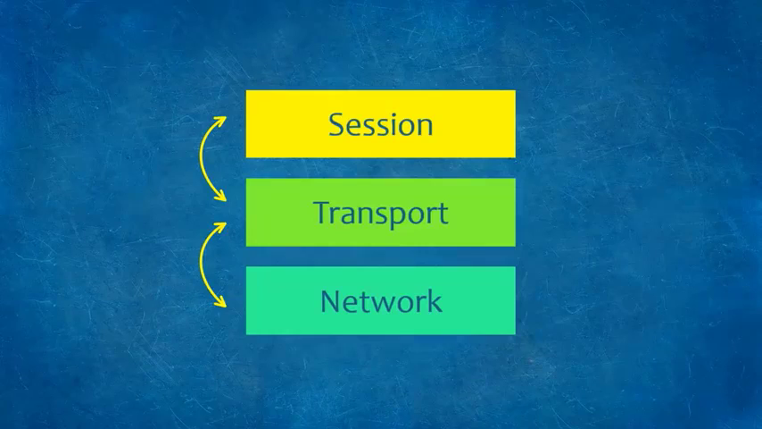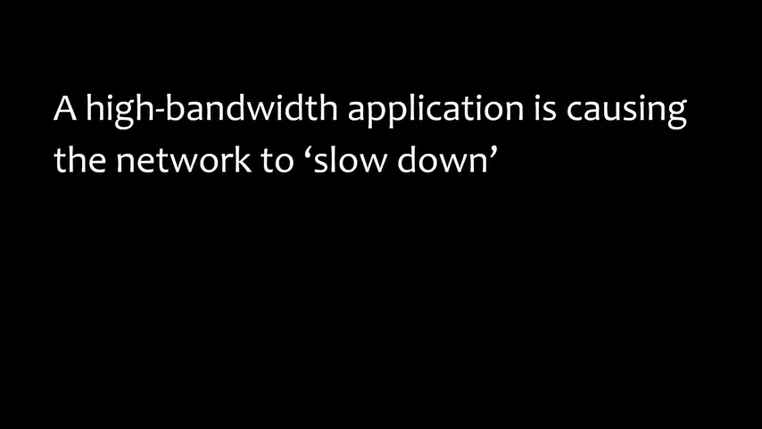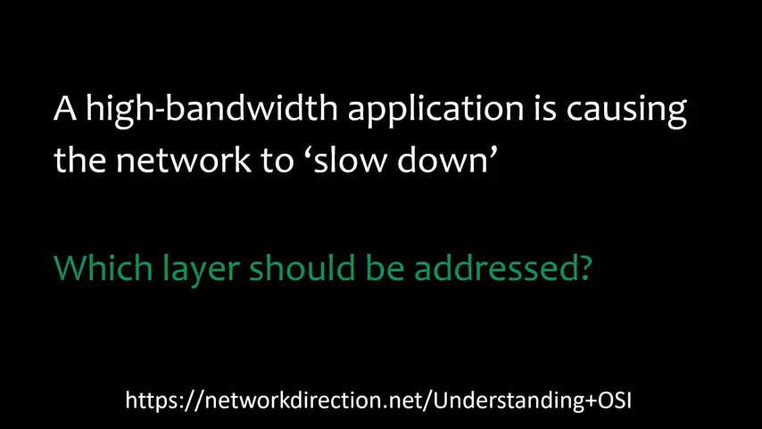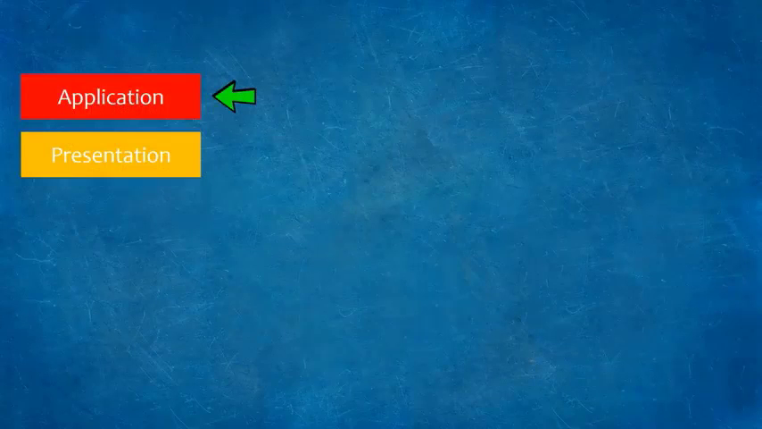Now, I'm going to pose you a scenario. You're working in the network team and users are complaining that a new high bandwidth application is causing the network to slow down. Which layer do you think needs to be addressed? Well, I'm going to leave that for you to think about. We'll now take a closer look at what each layer does. Afterward, we'll run through an example of how this might work.